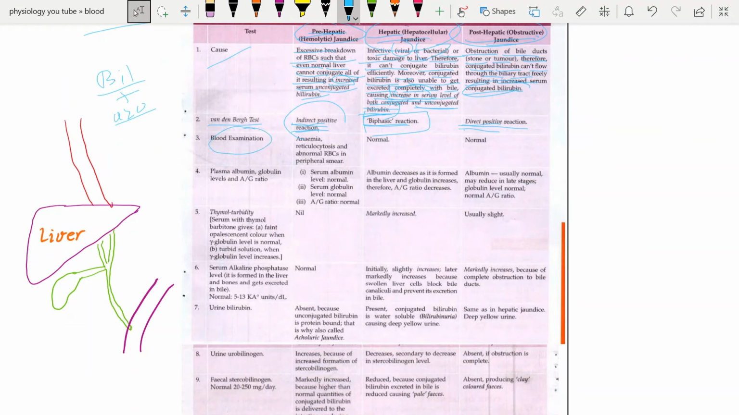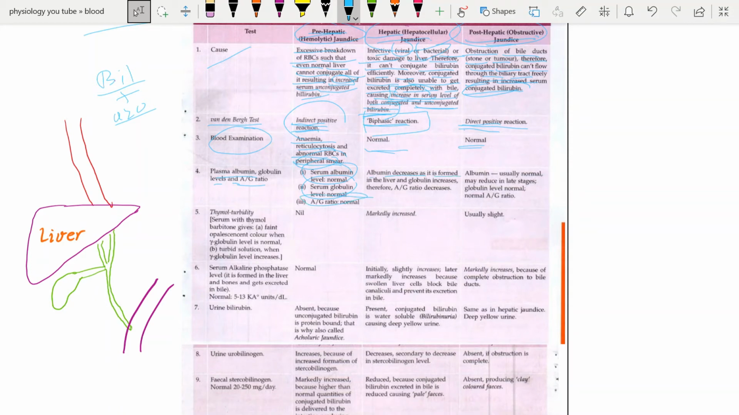Blood examination. In prehepatic jaundice there will be anemia, reticulocytosis and abnormal RBCs in the peripheral smear, and it will be normal in both hepatic as well as post-hepatic. Plasma albumin, globulin levels and the AG ratio. Serum albumin level will be normal and serum globulin level will be normal. Hence the AG ratio will be normal.